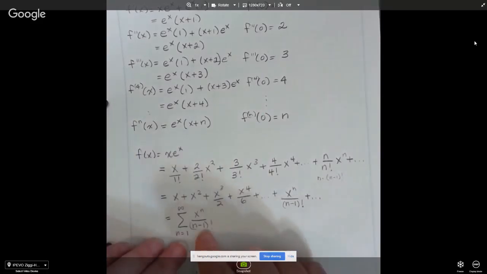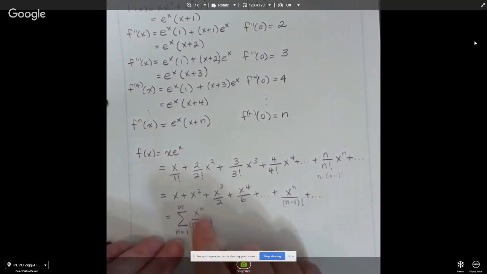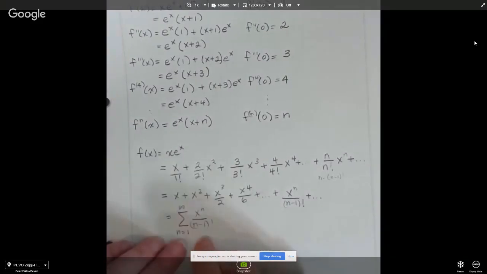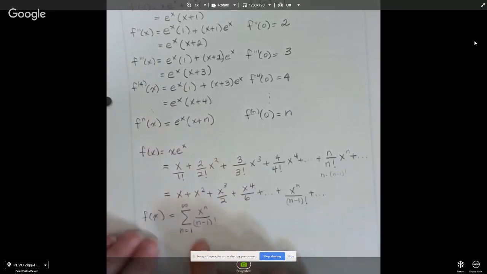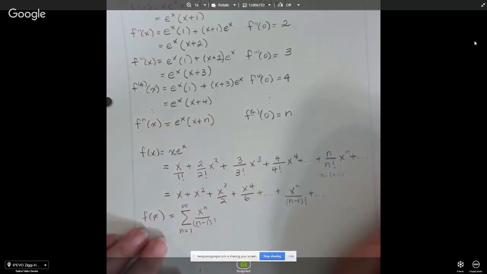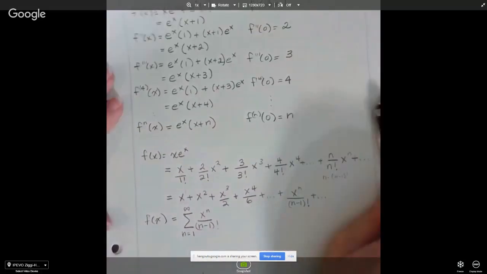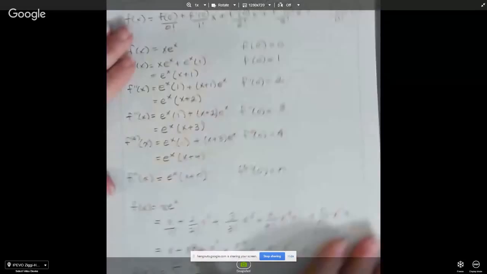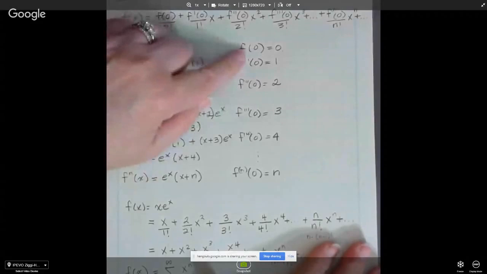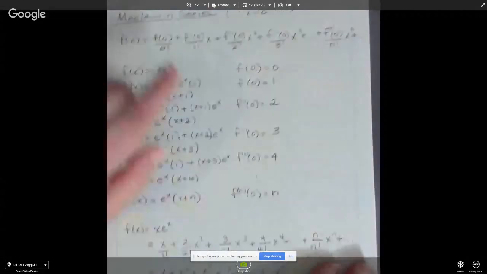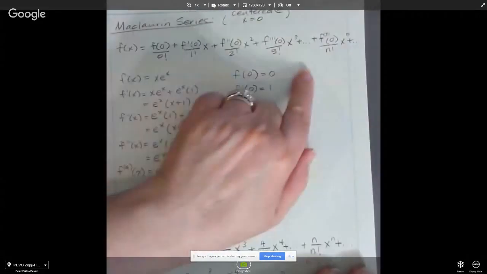Let's see if it works for the second term. If I bump the counter up to 2, I get x squared over 2 minus 1 factorial, which is 1 factorial. So that works. Okay? So we just created the Maclaurin series for x e to the x by using the definition. So what is the process? You just take all of the derivatives and then you substitute 0 in for x to find out what all the values are so you can put them in the definition.